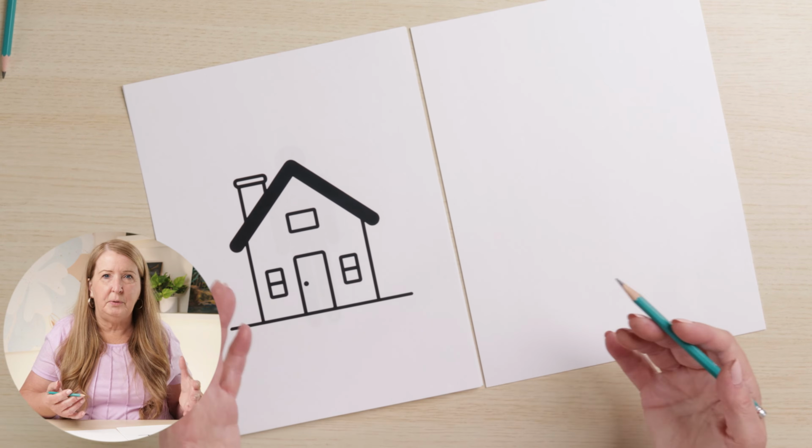So drawing what you see or what you think you see. It's easy to draw a symbol. When you're a child, you would draw a symbol of a house. Here's a basic icon or a basic drawing of a house.